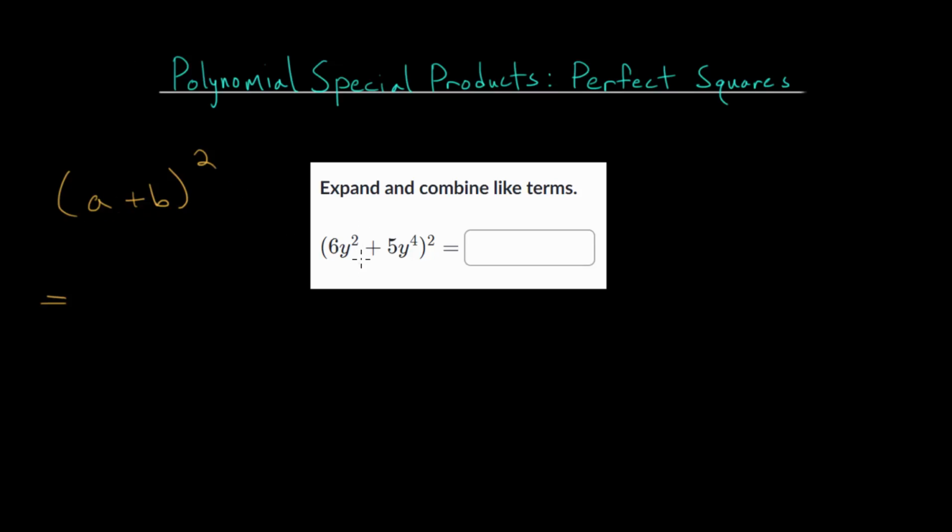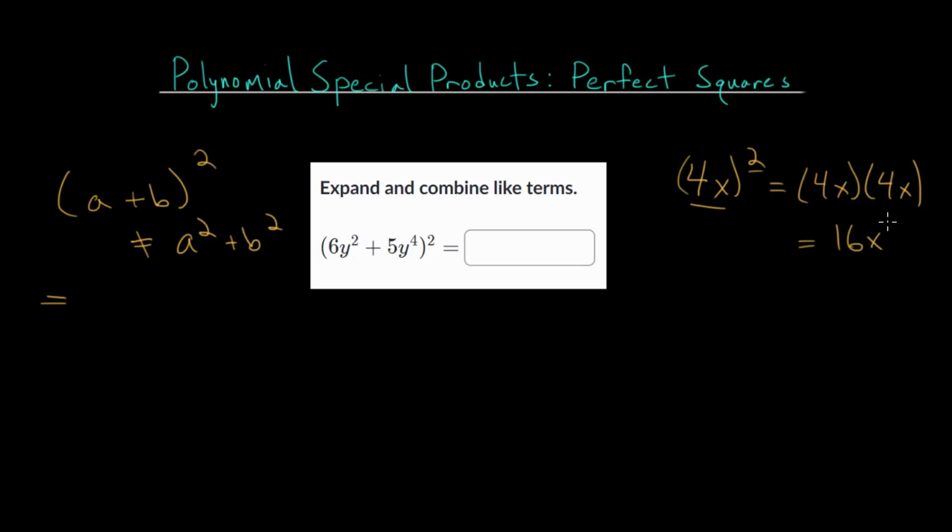using distribution. Now, one very common mistake with these is that students will think this is equal to a squared plus b squared. Students do this all the time. So you need to be careful not to just distribute this square, because that's not what it means to square something. Remember, when you have something squared, let's say 4x, then the square just means we need to take this and multiply it twice. So that's 4x times 4x, and of course you get 16x squared.